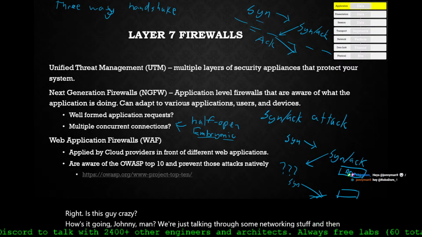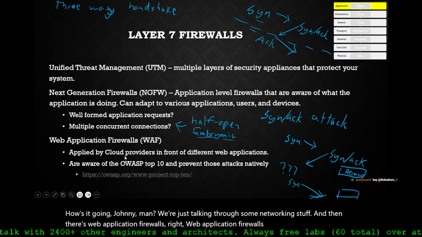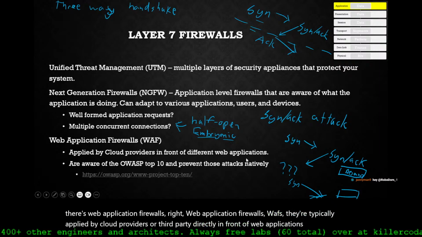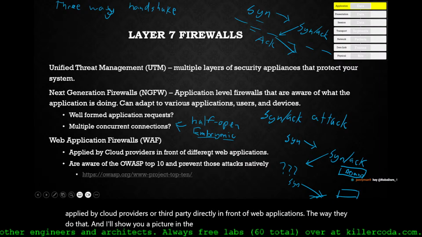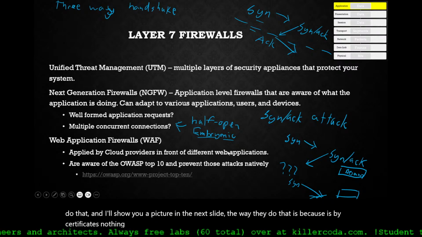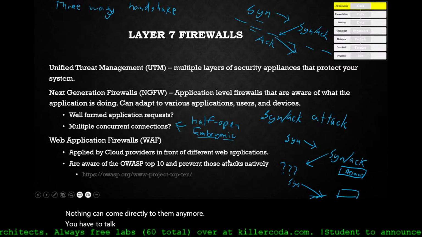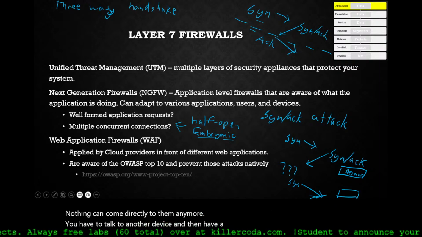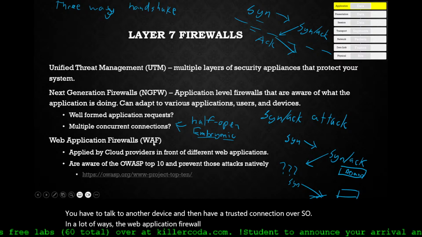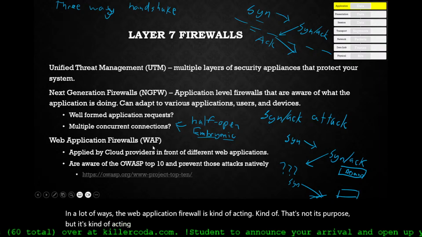And then there's web application firewalls, right? Web application firewalls, WAFs. They're typically applied by cloud providers or third party directly in front of web applications. The way they do that, and I'll show you a picture in the next slide, is by certificates. Nothing can come directly to them anymore. You have to talk to another device and then have a trusted connection over. So in a lot of ways, that's not its purpose, but a web application firewall is kind of acting like a reverse proxy.